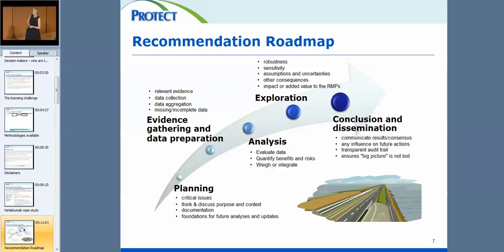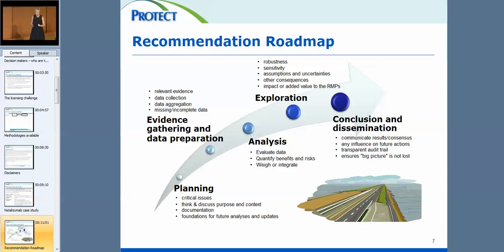Now, we've done, as I said, 5 years' work, and I'm summarising it in 20-odd minutes here. So after going through 6 of these case studies, we've come up with various recommendations, and it's in a roadmap that, again, is in reports. We're coming up with websites, so you can look at this interactively. But essentially what you need to go through is a kind of planning stage, evidence gathering, data prep stage, analysis, exploration, and communication, conclusion, dissemination. The planning is by far the most important stage. You're thinking through the critical issues, purpose and content, documenting.